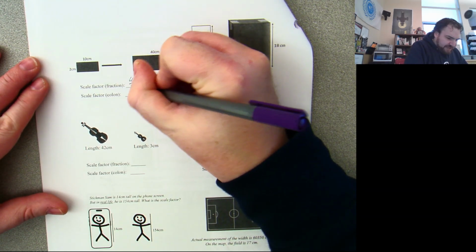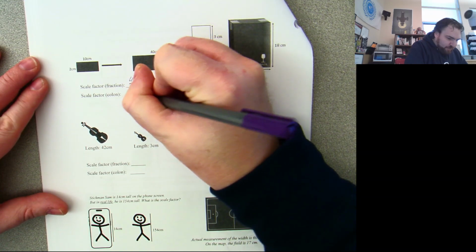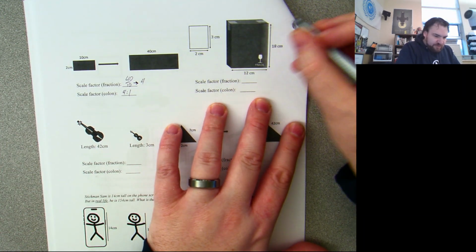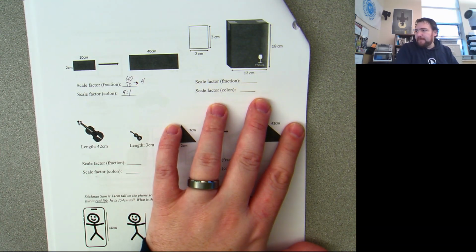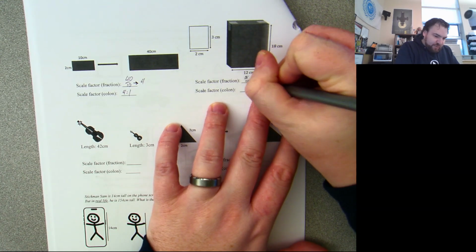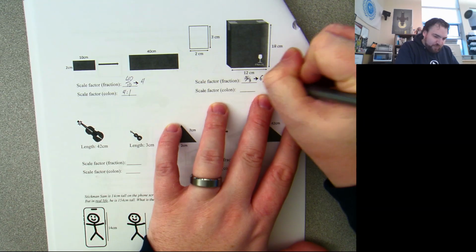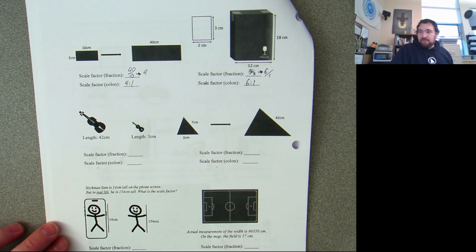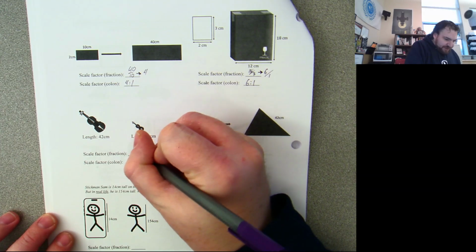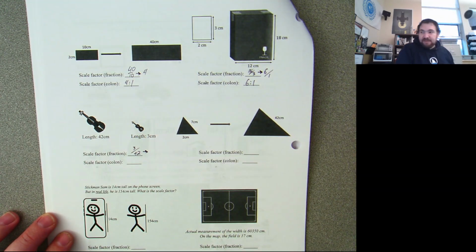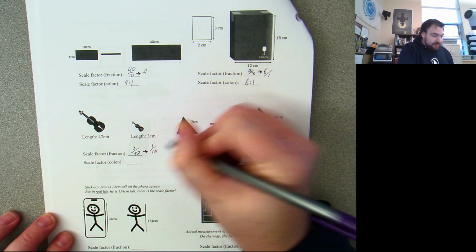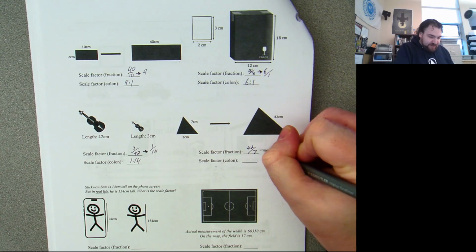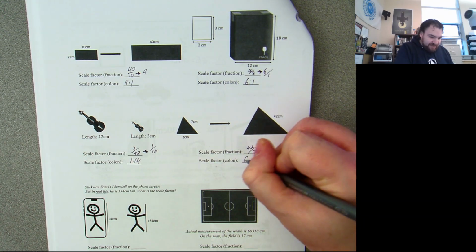Let's go 40 over 10, which makes this 4, which makes this 4 to 1. I'll go 18 over 3, which makes this 6 over 1, which makes this 6 to 1. This is going to be 3 over 42, which makes this 1 over 14, which makes this 1 to 14. This one's going to be 42 over 7, which makes this 6 over 1, which makes this 6 to 1.